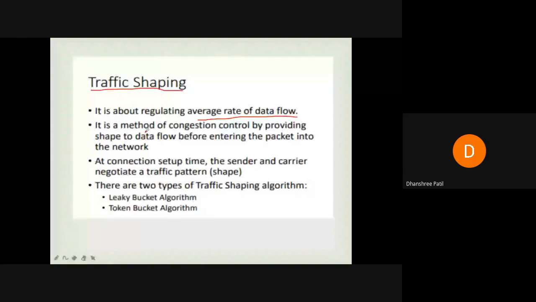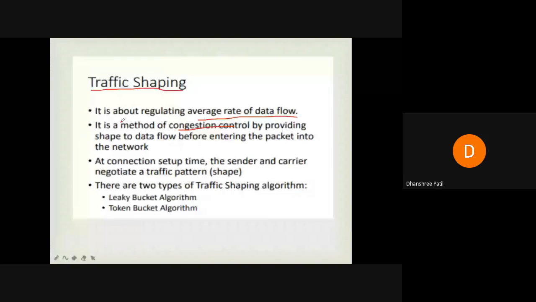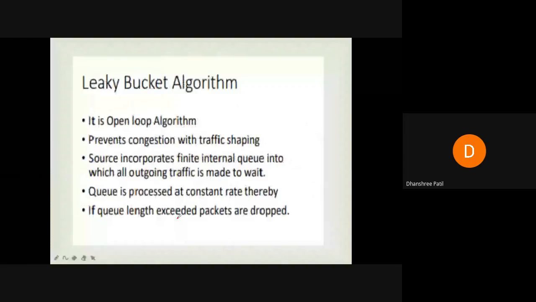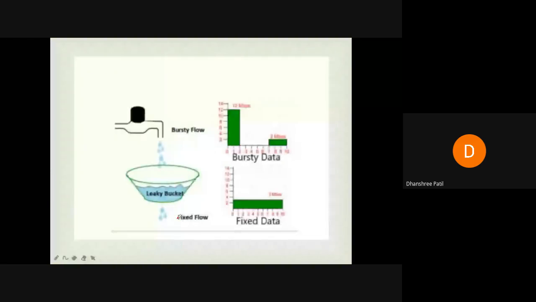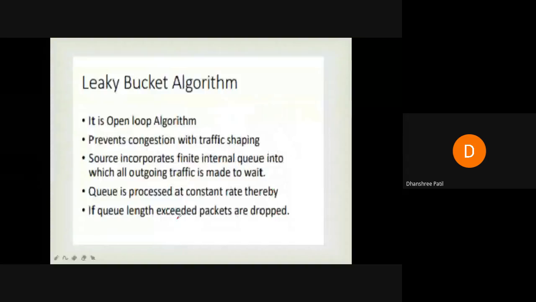It is the method of congestion control by providing shape to data flow before entering the packet into the network. So before entering the packet into the network, the flow of that packet should get maintained, and it is called a traffic shape. Okay, so these are the two algorithms, leaky bucket and token bucket. So I'll show you the diagram. It is very easy. These two algorithms are very easy.